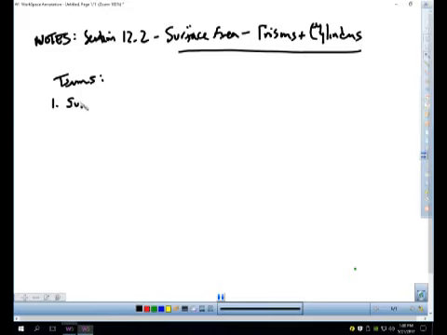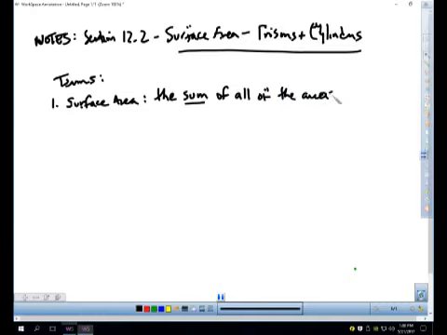So some terms here to start. Obviously our first term is going to be surface area. We haven't talked about that before in this class. So what exactly is surface area? Quite simply, surface area is the sum. So remember that, sum. The sum of all of the areas of all of the faces of any three-dimensional object.